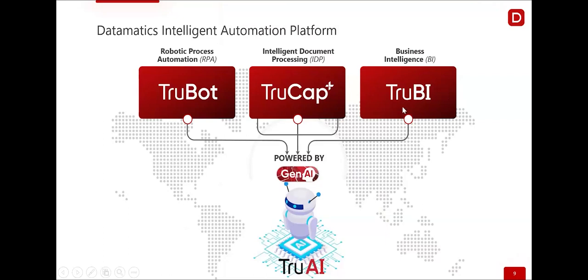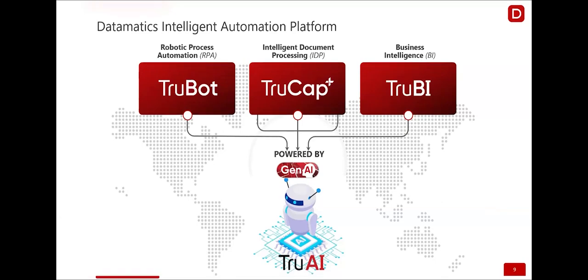When we're talking about our platform, this is the Datamatics platform, where TrueBot is the RPA tool, TrueCap Plus is our IDP tool, and TrueBI is our report and dashboard tool. They're all powered by AI now, and you will see the huge difference in our demos, what the capability of it is, what it can do. I would also like to add that Datamatics has our own TrueAI, which is a classic AI engine that was traditionally part of our platform, and we have now added another layer of GenAI, which makes this intelligent automation powerful and end-to-end powerful.